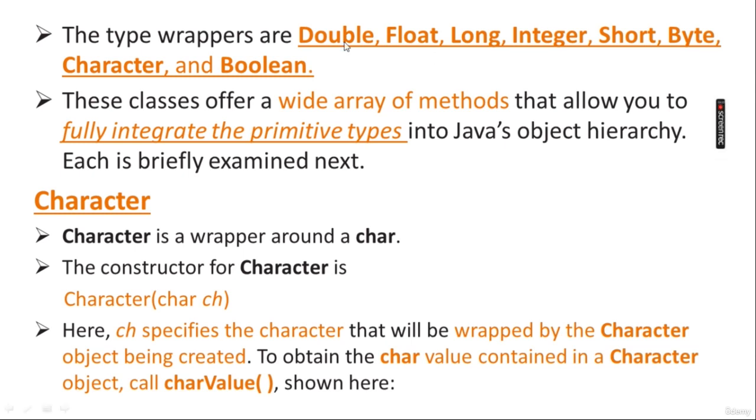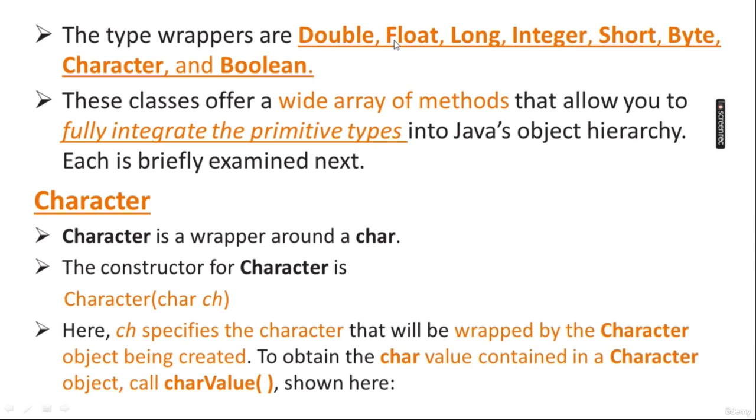The names are the same as your primitive types, like double. In double, the name of the primitive type is double with a small d, and its type wrapper class has a capital D. Float has a small f, and here F is capital, because it is a wrapper class. All the primitive types have wrappers created like Long, Integer, Short, Byte, Character, and Boolean.